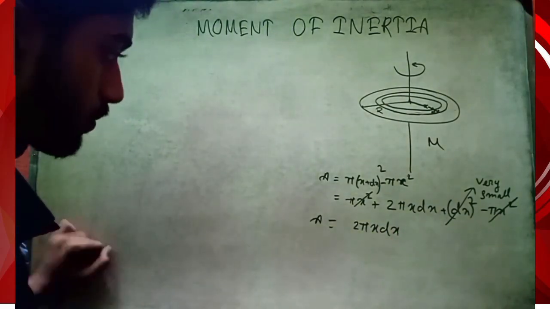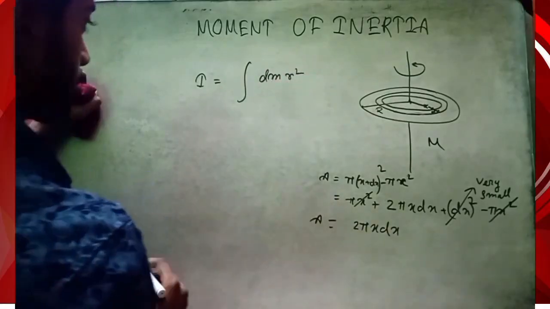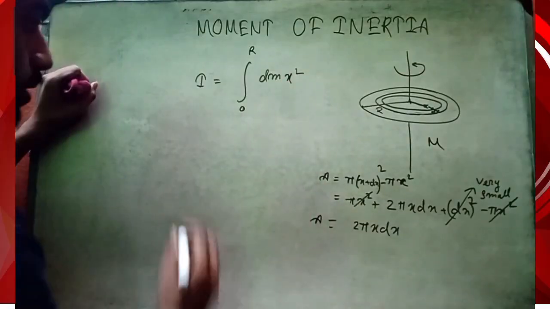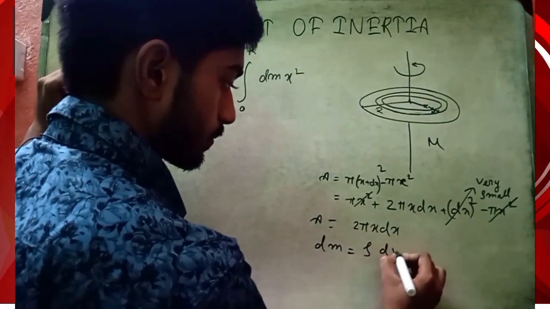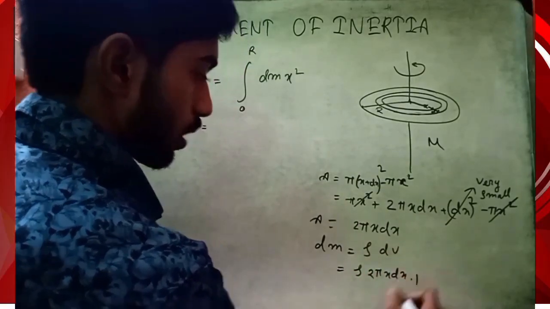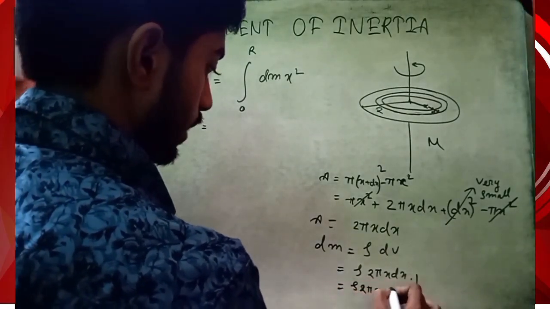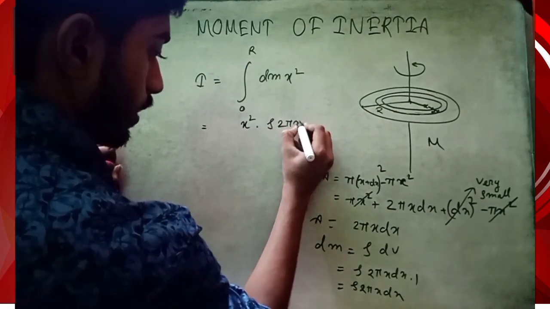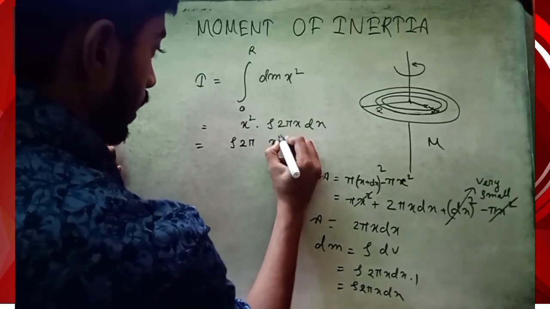Okay, so the moment of inertia I equals the integration of dm r square, where the integration is from 0 to R. Actually this is not r, this is dm x square. So what is dm? dm is rho into dV, so rho into 2 pi x dx into 1. Okay, so rho 2 pi x dx. Put the value: x square into rho 2 pi x dx gives rho 2 pi x cube dx.